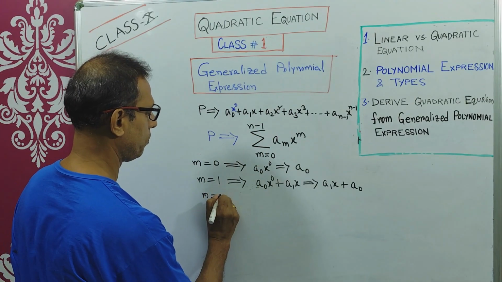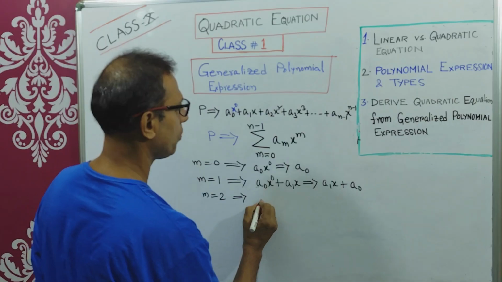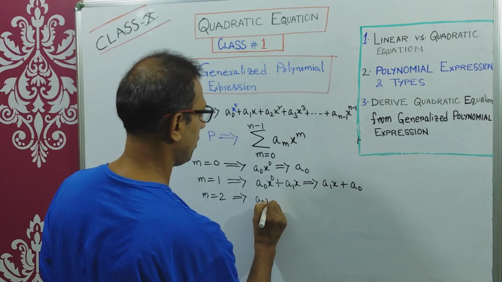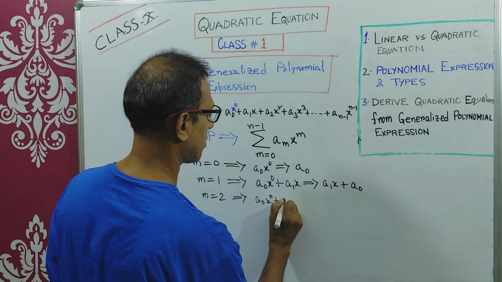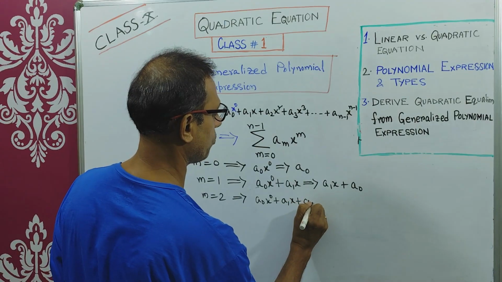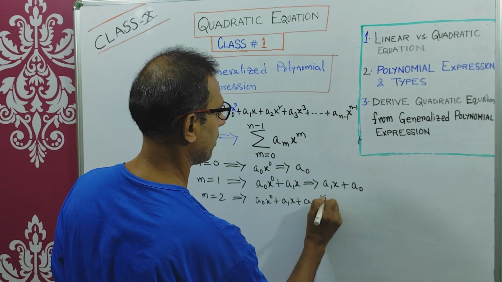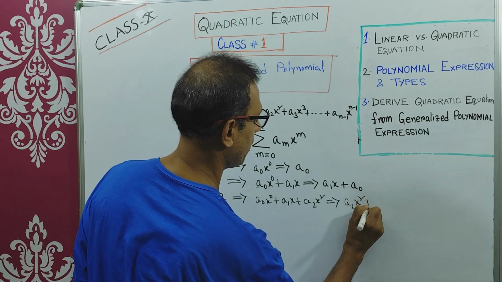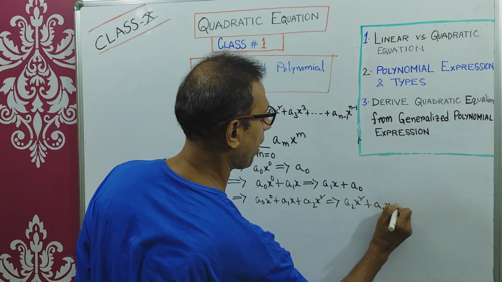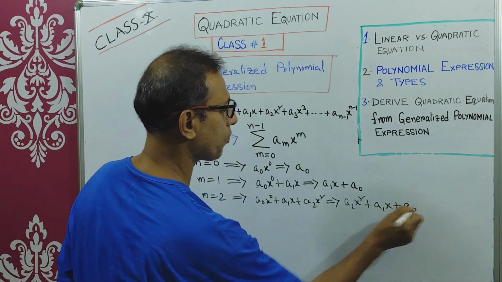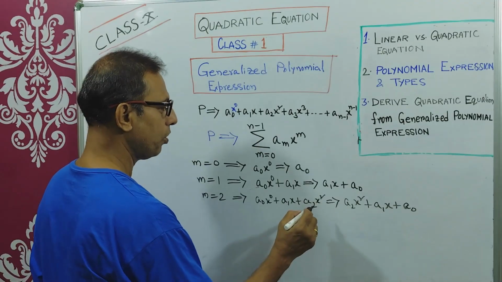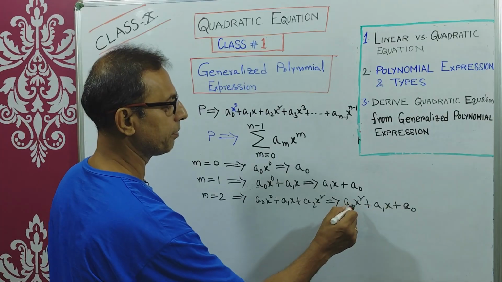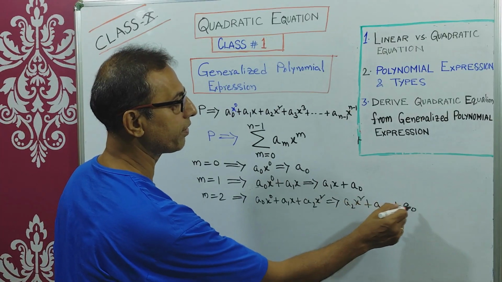M equals to 2. So what it will be? Starting from 0, a0 x to the power 0 plus a1 x plus a2 x square. That means you will write down in the descending order a2 x square plus a1 x plus a0. It is a quadratic equation. So it is a trinomial. 3 terms are there, trinomial quadratic equation.